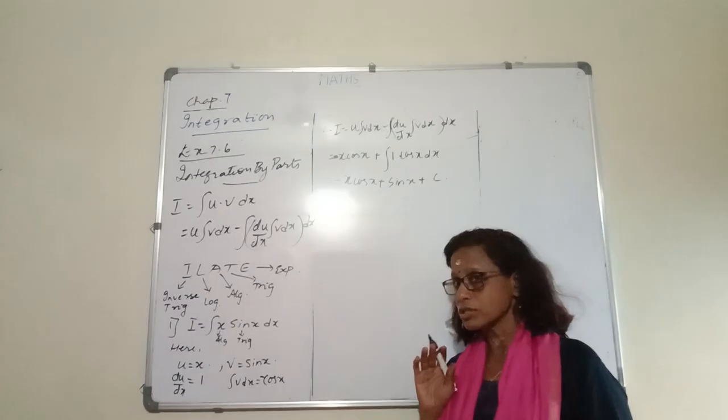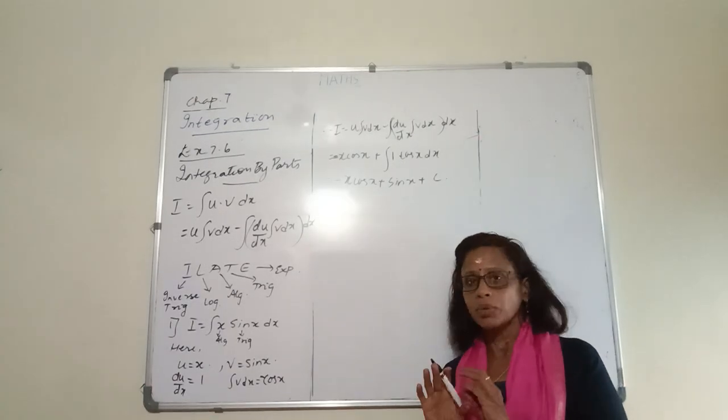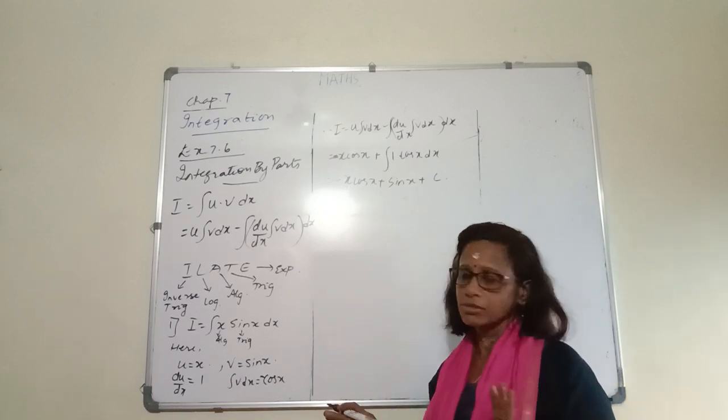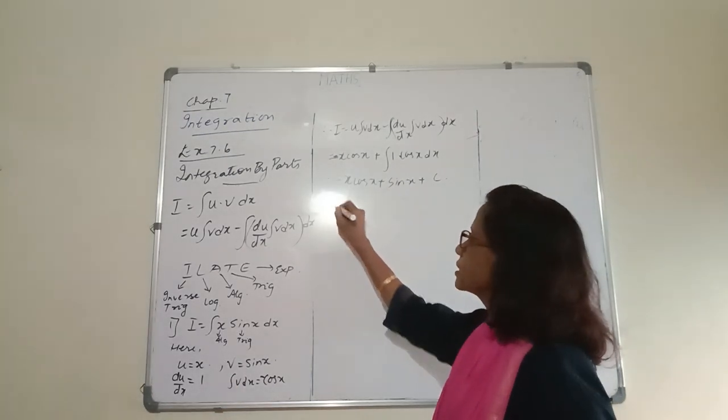So once you have decided u and v, your work is done. And if you systematically keep these things like that, your work is really simple. So that's about the first problem. Right away, let's take the second problem.